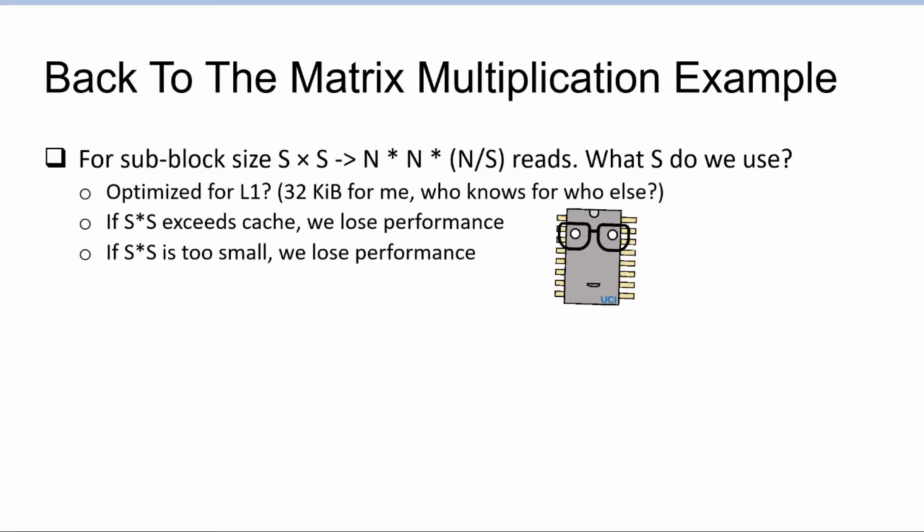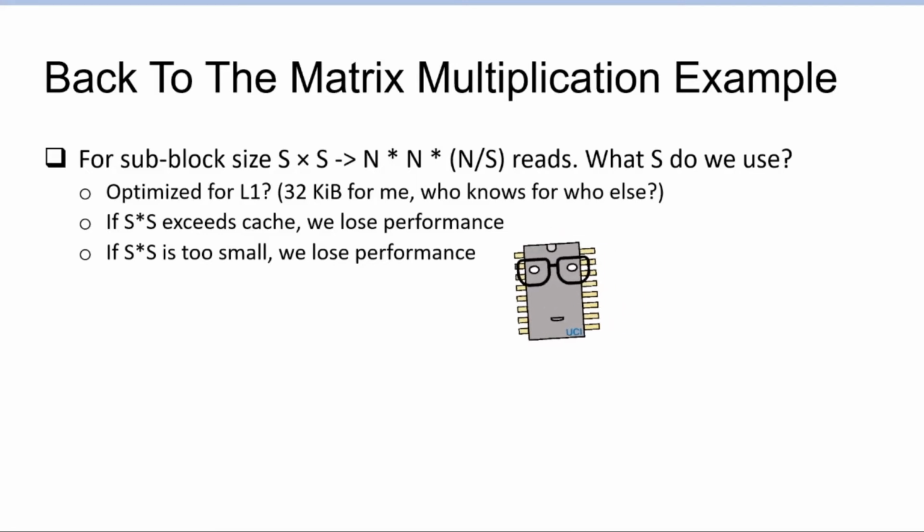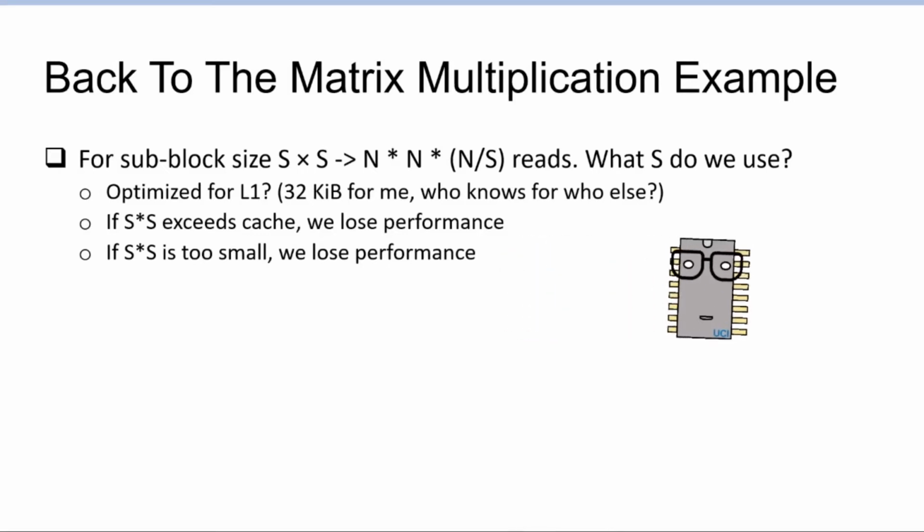On the other hand, if S by S is too small, you also lose performance, because we wouldn't be making the best use of the available caching resources. We could have been getting by with reading B a much smaller number of times, but because we chose a small S, we could be doing more work on the memory system than we had to.